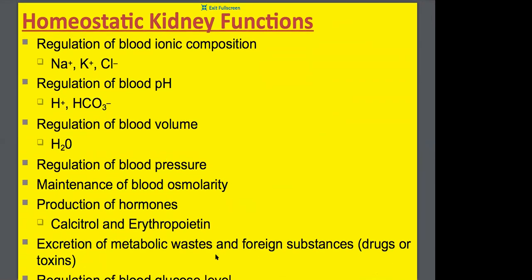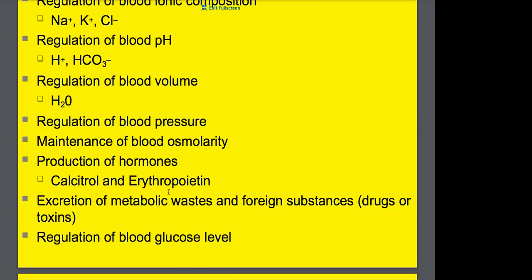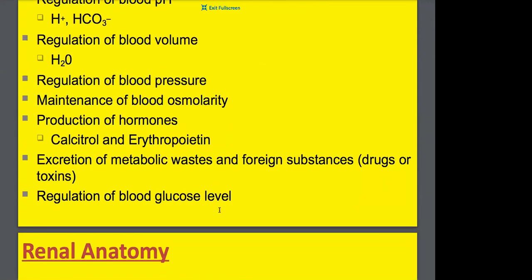Functions of the urinary system are going to primarily include regulation of sodium, potassium, chloride. It's also going to help us to regulate our pH, so those hydrogen ions and bicarbonate. It's going to regulate the water volume of the blood. It's also going to work to regulate blood pressure, blood osmolarity, and hormones that are specific to the kidney. We're going to take a look at how the body excretes metabolic waste.